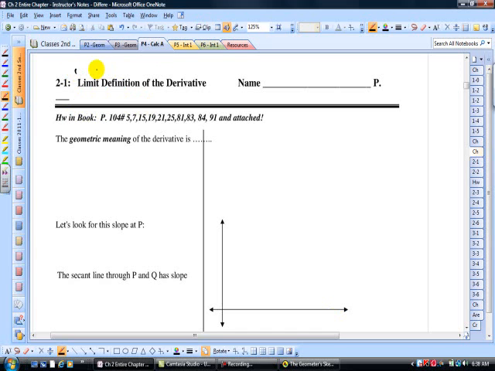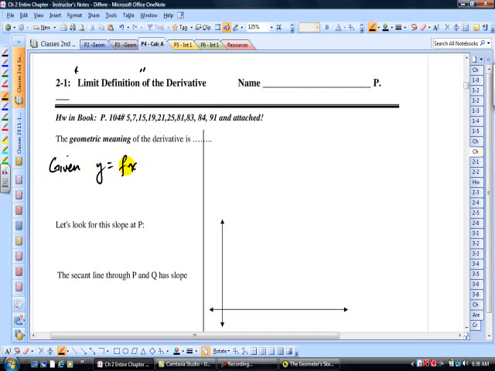Okay, the limit definition of the derivative. There are many derivative rules in differential calculus, and they're all based upon what's called the limit definition. And that's why in Chapter 1 we talked all about limits, because we're going to need all our techniques from last chapter.